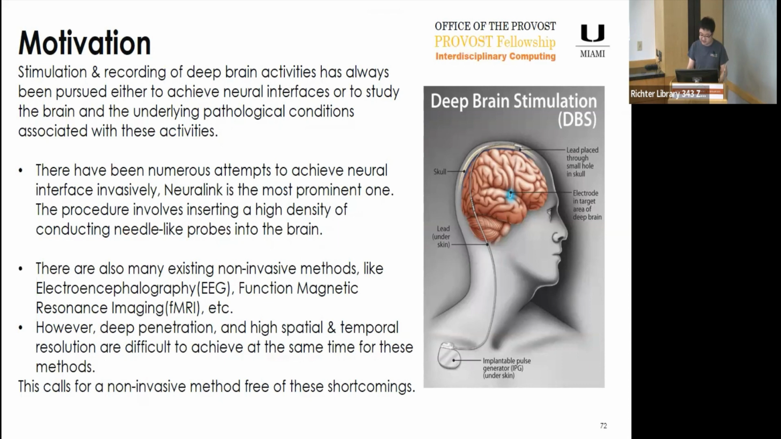Like in sci-fi movies or in cyberpunk settings, humans interact with machines with no keyboards and mouse, but directly with the brain. But the catch is that numerous attempts have been made. The most famous one is Elon Musk and Neuralink, and their approach involves inserting micron-diameter needles into the brain with very high density, like thousands of probes within a single brain. But nonetheless, this method is invasive.